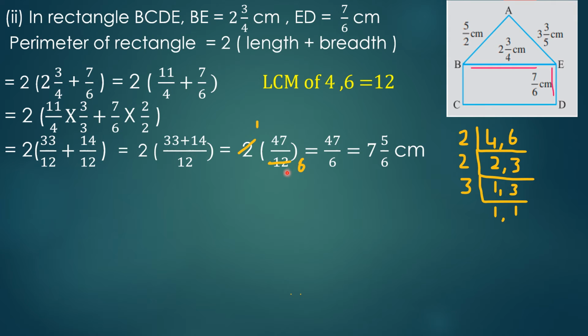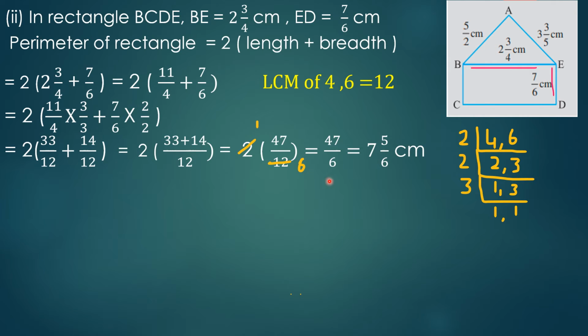47 by 12. Now here we can cancel: 2 1s are 2, 2 3s are 6. So the answer is 47 by 6, which is equal to 7 5 by 6. Because when we cross verify this one, 6 7s are 42, 42 plus 5, it is 47. Therefore 47 by 6 equal to 7 5 by 6.